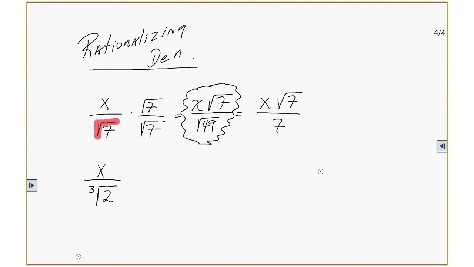Are you thinking in terms of perfect squares? Nope. You've got to think in perfect cubes. So you've got to think of those cube roots. Cube root of 1 is 1. Cube root of 8 is 2. Cube root of 27 is 3. Cube root of, what's the next one? 64 is 4. Cube root of 125 is 5. So I'm going to multiply the top and the bottom by the cube root of 4.